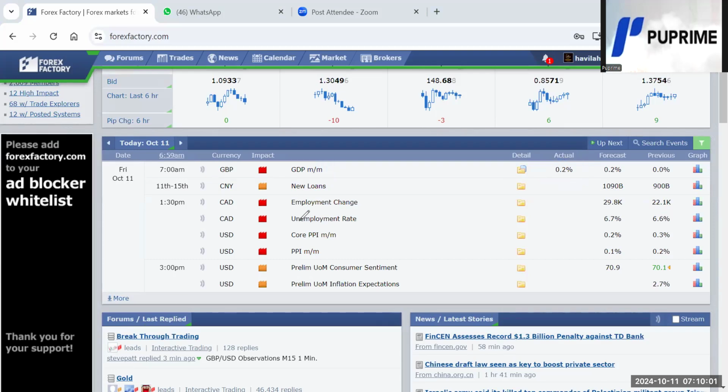But the critical event we have this afternoon is this employment change and unemployment rate from Canada. That is Canada's version of NFP. And also it will happen simultaneously with the core PPI and PPI from the United States. All of them will happen by 1:30 p.m. Then later by 3 p.m., we have the prelim UOM consumer sentiment and prelim UOM inflation expectations. So these are the events we have for today.